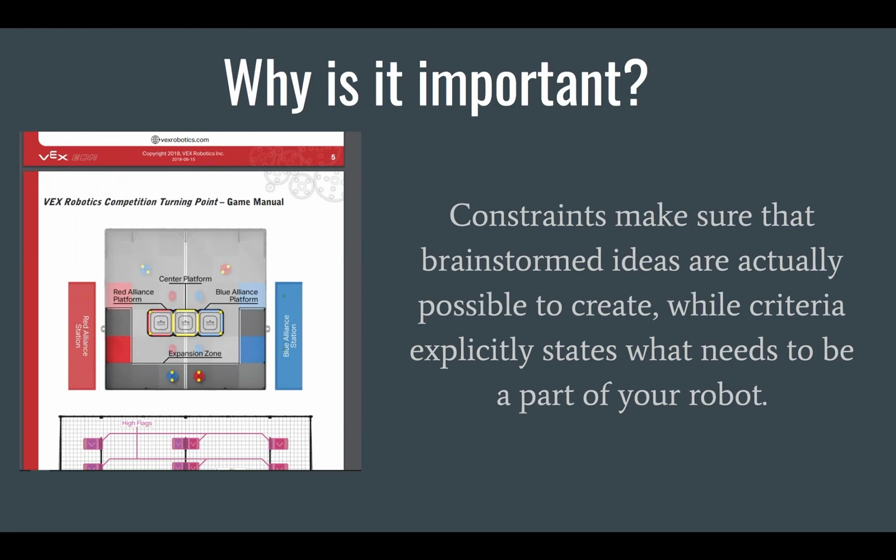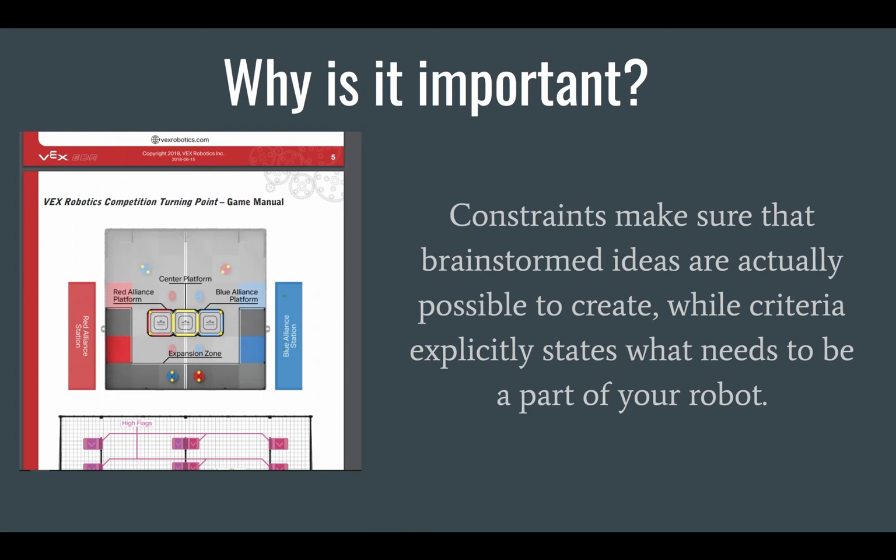So why is it important to know your criteria and constraints? Understanding what a robot is limited to with the constraints makes sure that your brainstorms and developed ideas only include things that are possible for your team to use for building, while understanding criteria ensures that those essential details are included in your design. Our example of this is Turning Point.